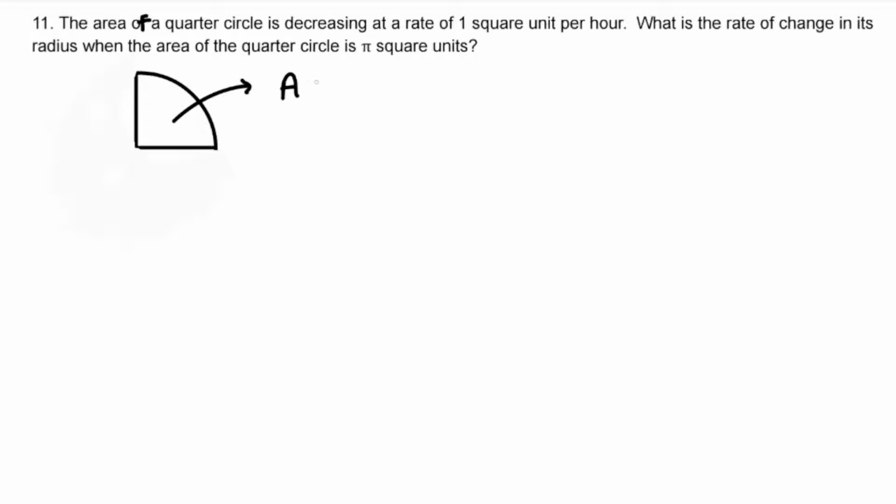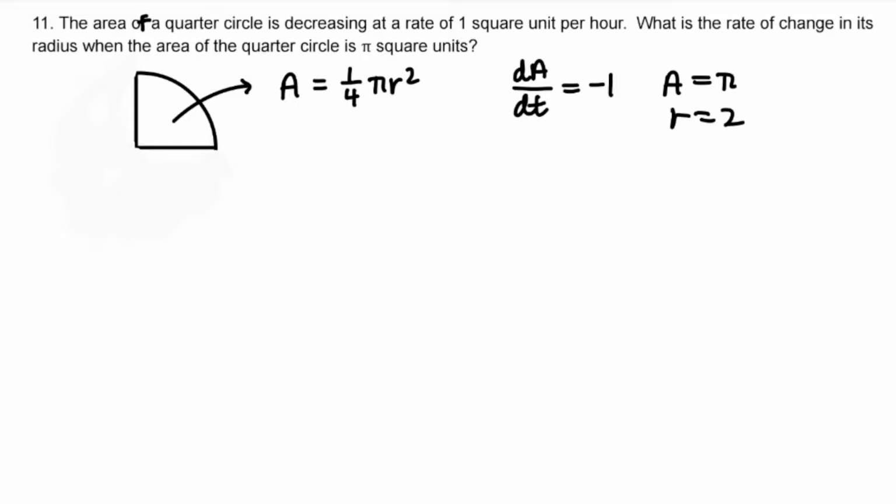The area of this thing is going to be a quarter of pi r squared. Let's say a quarter of a circle. And then they told me dA/dt was -1, and that the area was pi. Okay, so if the area is pi, that means that r squared had to be 4, so the radius equals 2.